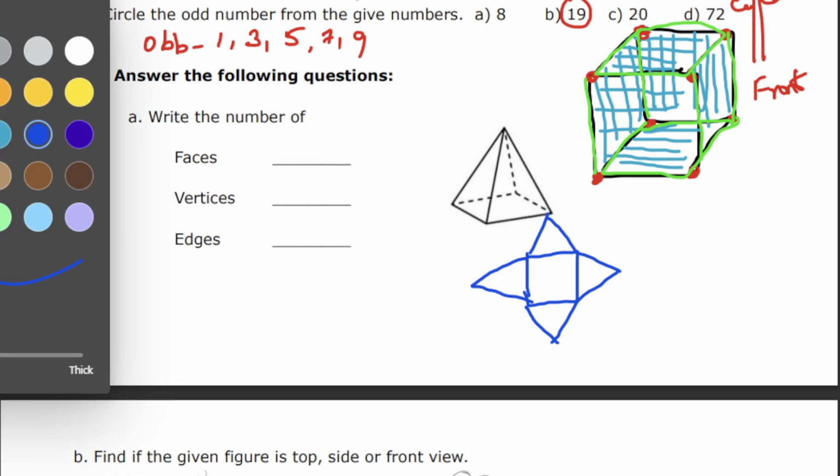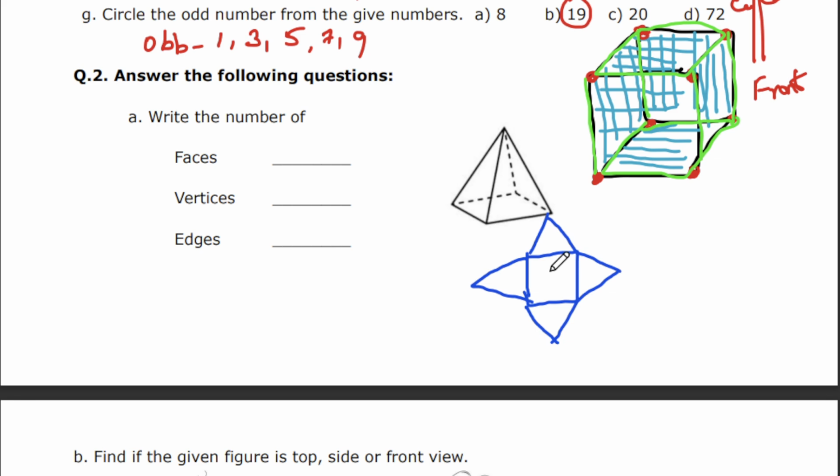First we will write the number of faces. This is the first face, second face, third face, fourth face and fifth face. So how many faces do we have? We have 5 faces. Next, how many vertices do we have? Here we have the vertices: 1, 2, 3, 4, 5. They are also known as corners. So we have 5 vertices.